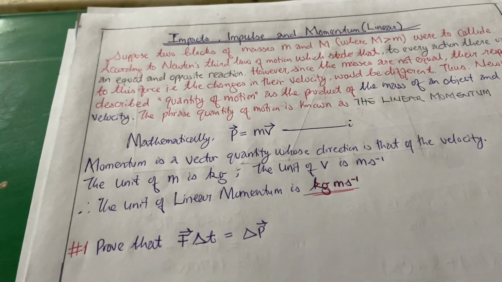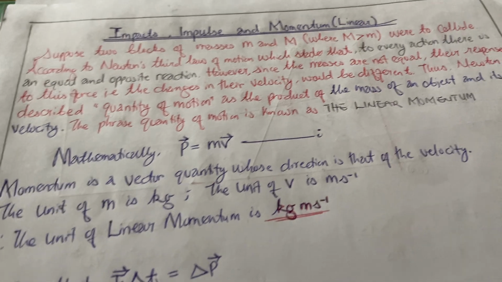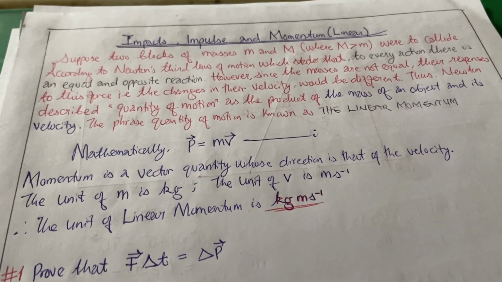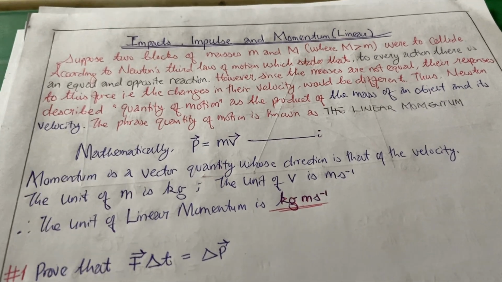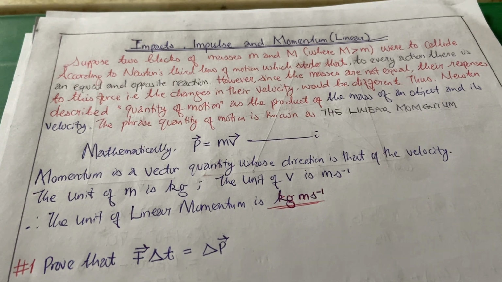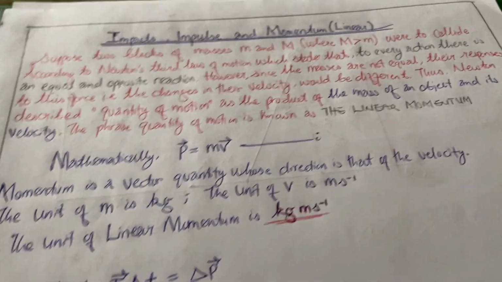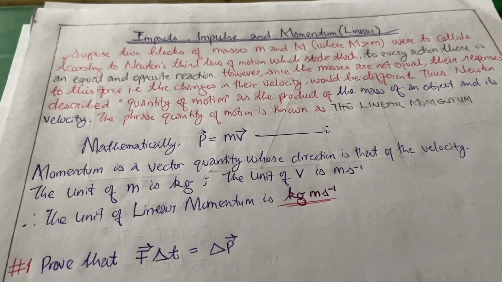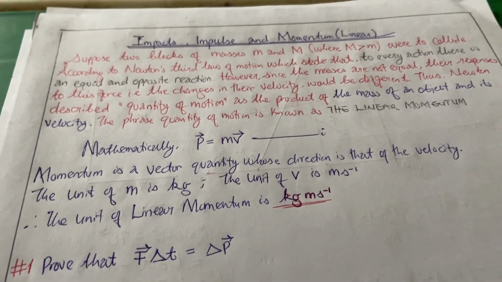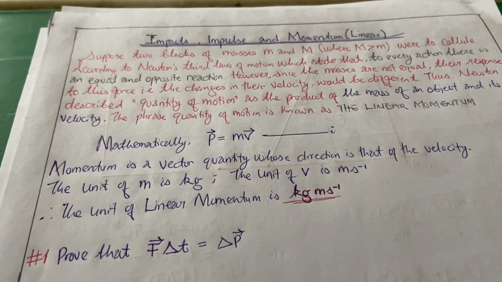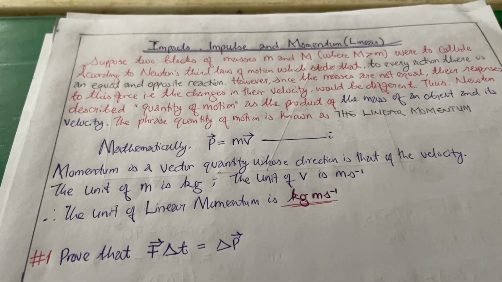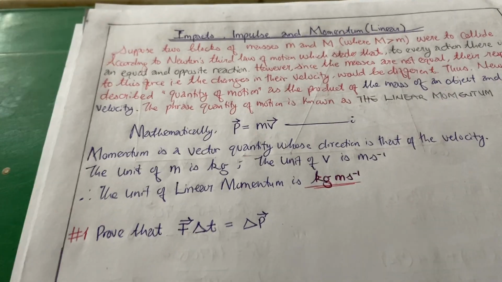Now, suppose two blocks of mass small m and capital M, where M is greater than m, were to collide. According to Newton's third law of motion, which states that to every action there is an equal and opposite reaction. All this will be discussed properly in this course. However, since the masses are not equal, the response to this force, that is the change in their velocity, will be different. Let me just give a real life illustration.